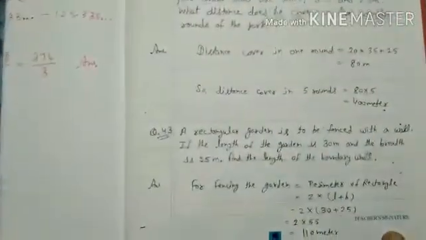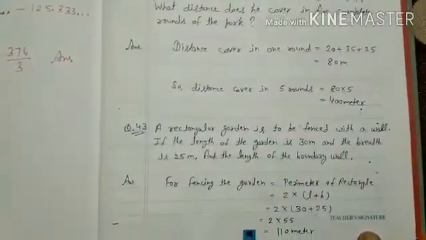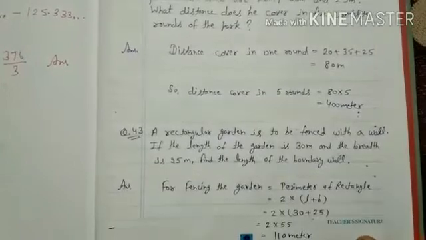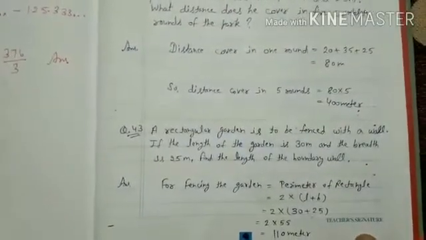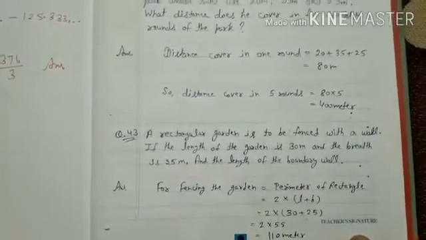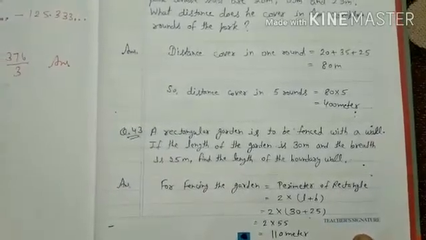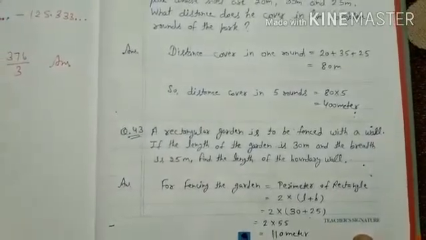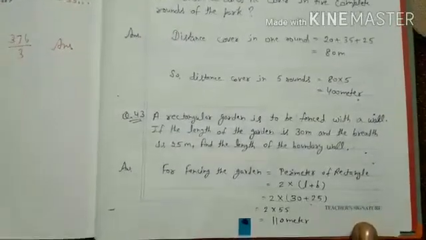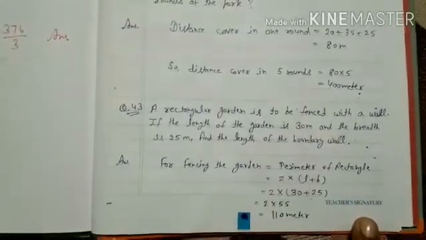A rectangular garden is to be fenced. Also it is the same problem with the fencing. A rectangular garden is to be fenced with a wall. If the length of the garden is 30 meter and the breadth is 25 meter, find the length of the boundary wall.